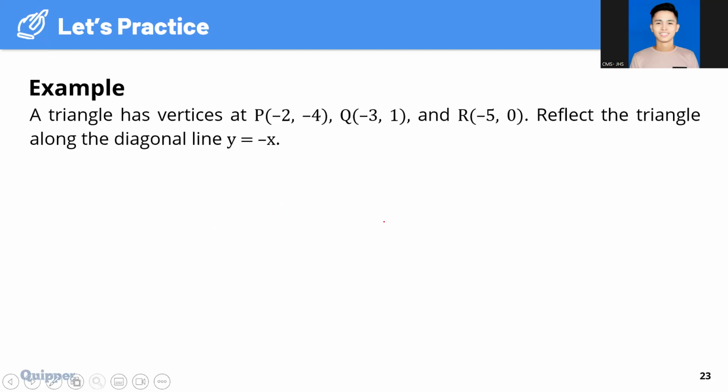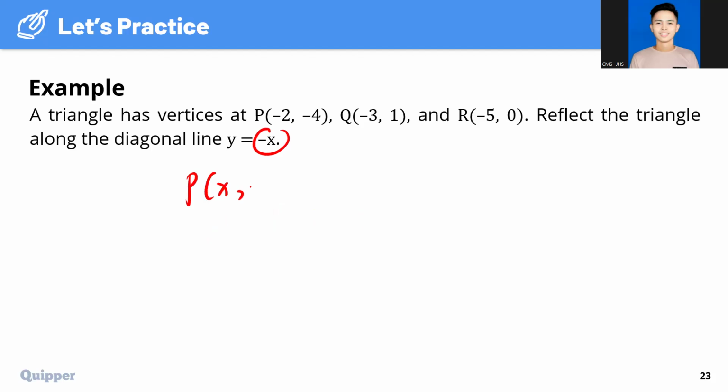Very simple. Another example. A triangle has vertices at P, negative 2, negative 4, Q, negative 3, 1, R, negative 5, 0. We need to reflect the triangle along diagonal line y equals negative x. Can you still remember? If it's along line y equals negative x, that means we need to swap or interchange x and y positions and their signs, right?